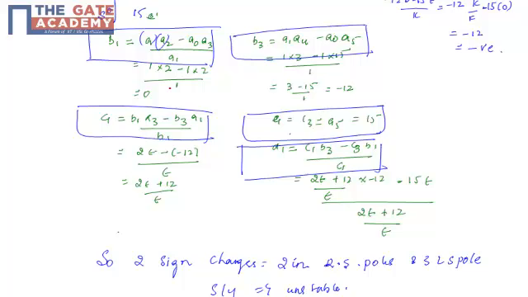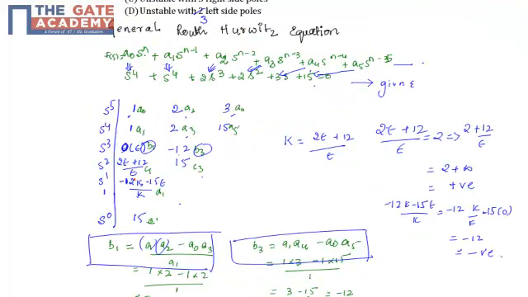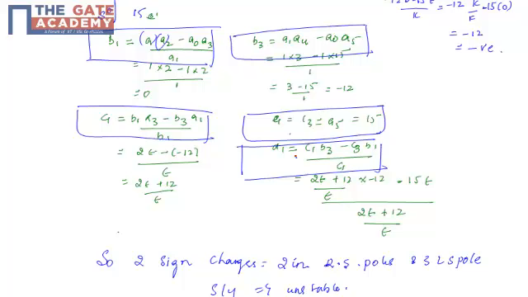Just directly substituting the values in these formulas, we obtain B1 as 0 and B3 as minus 12 and C1 as 2 epsilon plus 12 by epsilon, because we are assuming 0 as epsilon for the further simplification. Next, C1 we have obtained, and C3 as 15 and D1 as minus 12k minus 15 epsilon by k, and k value we have taken as, that is, this is D1. The D1 formula is here, with C1 B3 minus C3 B1 by C1.